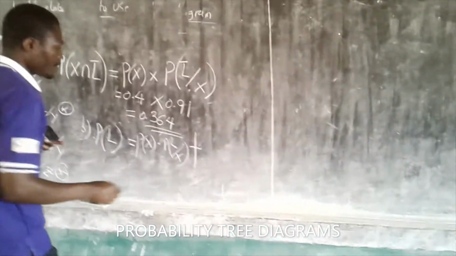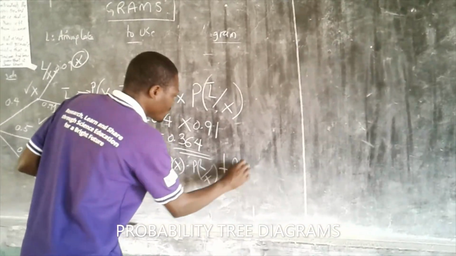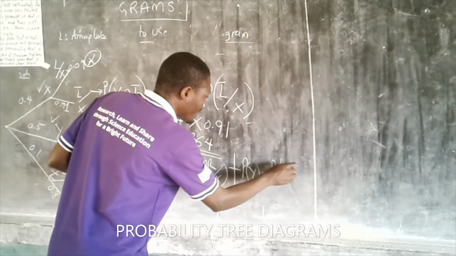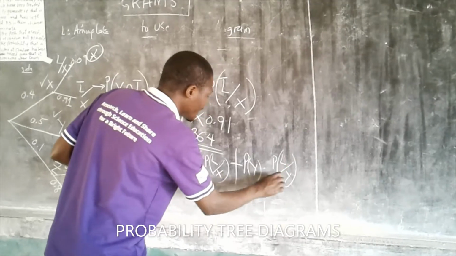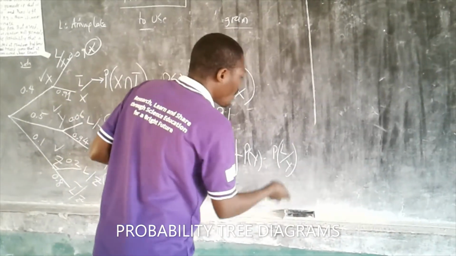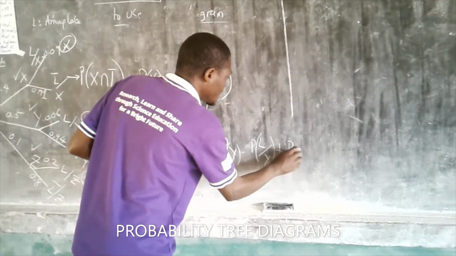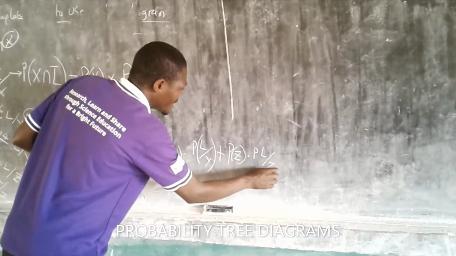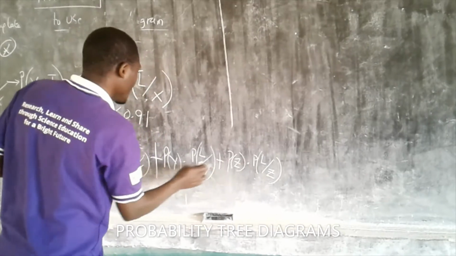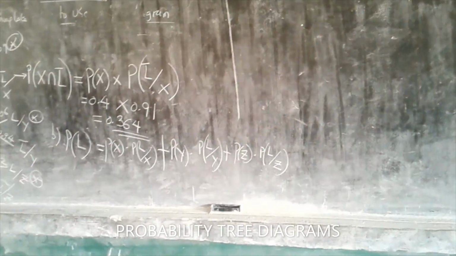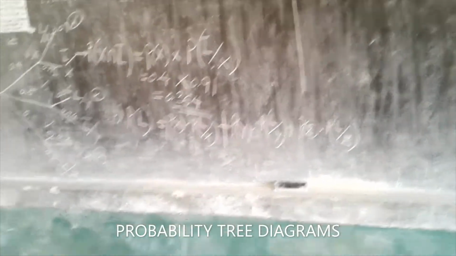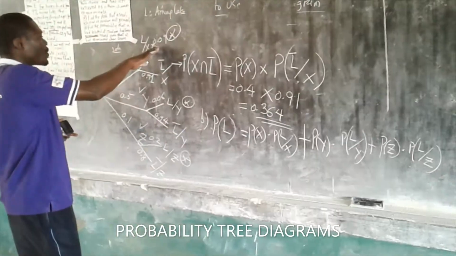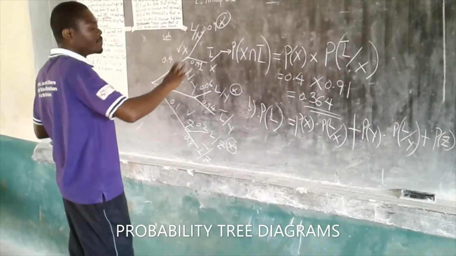or probability of Y times probability of arriving late, given that is from Y, or probability of Z times probability of arriving late, given that is from Z. So here we are multiplying as we add, as I told you. So it is a matter of multiply along the tree and you add.